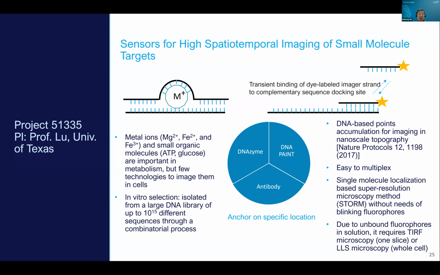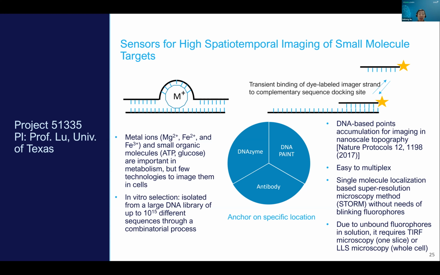A DNA enzyme is a small DNA sequence which can sense and bind specific molecules or metal ions. To obtain such a thing, Professor Lu's group begins with a random library, a very large library, like 10 to the 15th sequences, then goes through multiple iterations of selection and amplification, eventually obtaining something that works really well. It can even distinguish between iron 2+ and iron 3+.